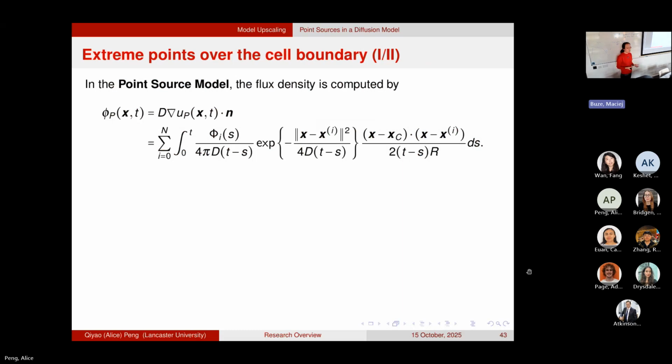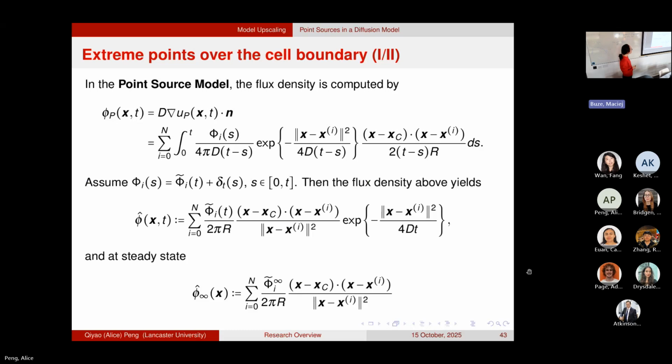So we go back to our boundary condition regarding the flux to see how we can make the two models consistent with each other. For the point source model, we started with the fundamental solution to compute the flux. And just to make life a little bit easier, if you take this part outside of the integral, the entire thing can be simplified into this version, which is quite nice. Also, by sending t to infinity, you get a steady state of the flux.